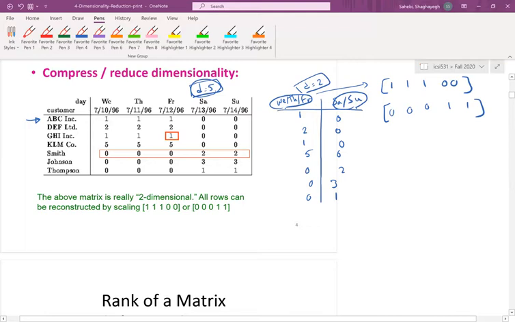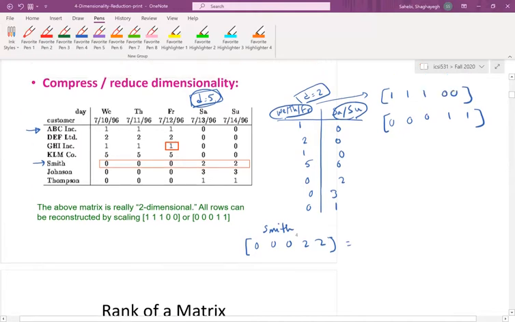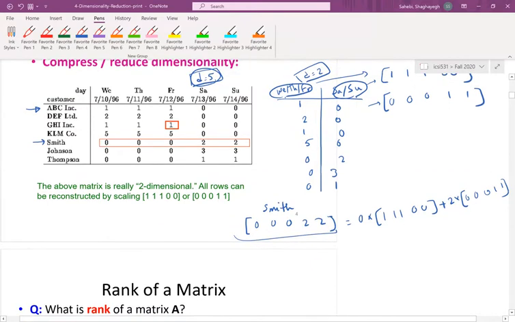So basically, suppose that I'm looking at Smith here. So Smith, in the original space, is a 5-dimensional vector. Its values are 0, 0, 0, 2, 2, right? But I can write Smith as a combination of these new axes that I have. I can say Smith is equal to 0 multiplied by my Wednesday, Thursday, Friday, so 1, 1, 1, 0, 0, plus 2 multiplied by my new Saturday, Sunday axis, 0, 0, 0, 1, 1, right? And then that is going to be giving me my Smith. Okay, so basically we went from a 5-dimensional matrix to a 2-dimensional matrix without losing any information.